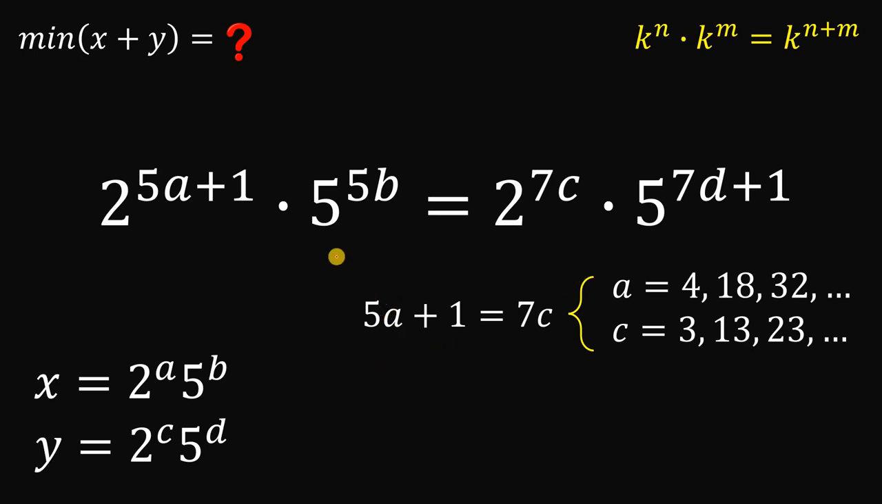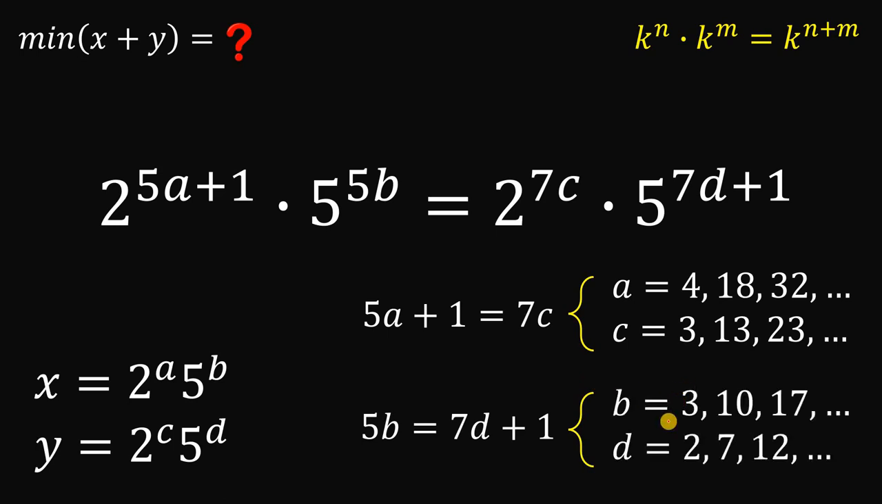Now, how about the second term? 5 raised to b, the exponent of 5, must be equal to the exponent of 5 on the right-hand side, which is 7d plus 1. So we can also check those possibilities. Again, this is a Diophantine equation, so there are a lot of possible values for b and d. One possible example is when b is 3, d is equal to 2.